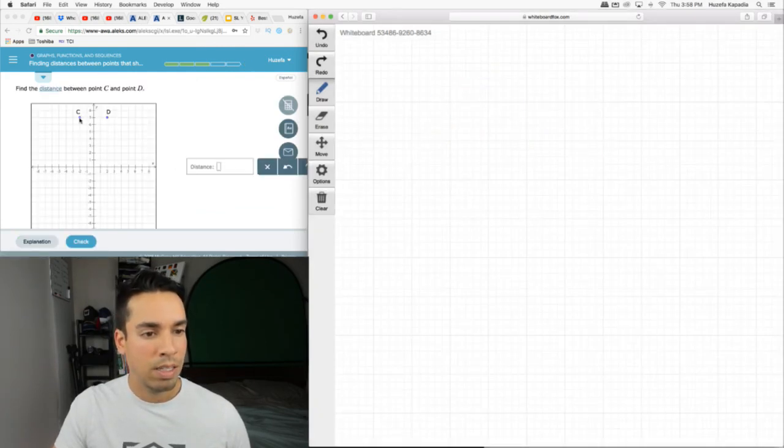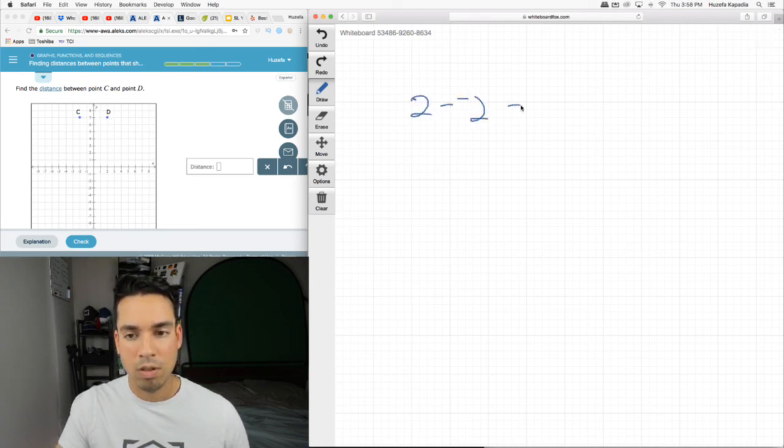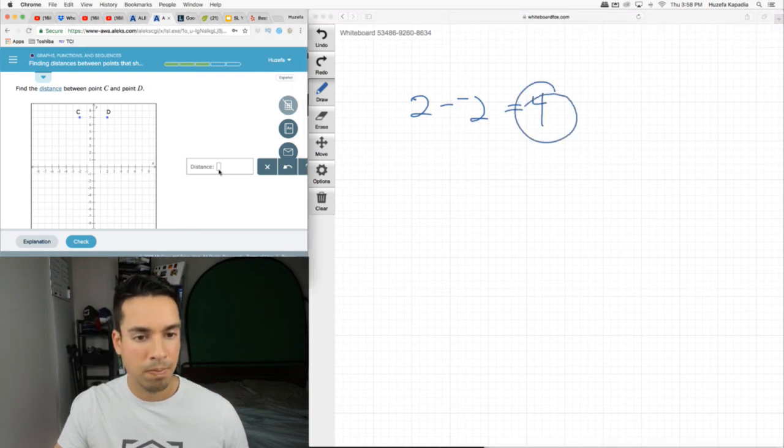All right, and then last but not least, C and D we can count as 1, 2, 3, 4. You could also do 2 minus -2, which is also 4.